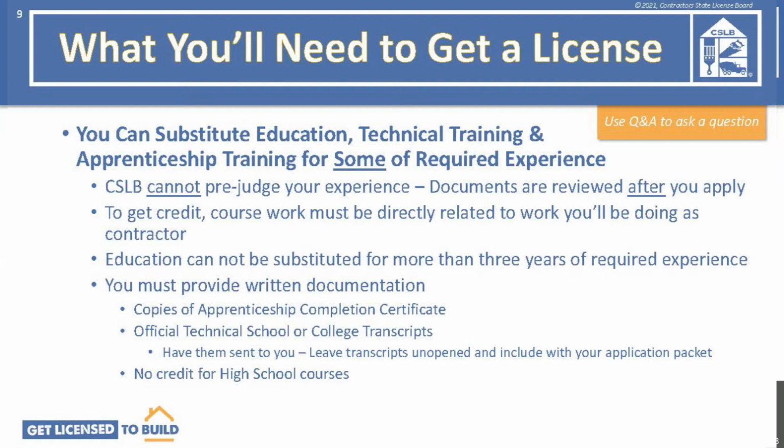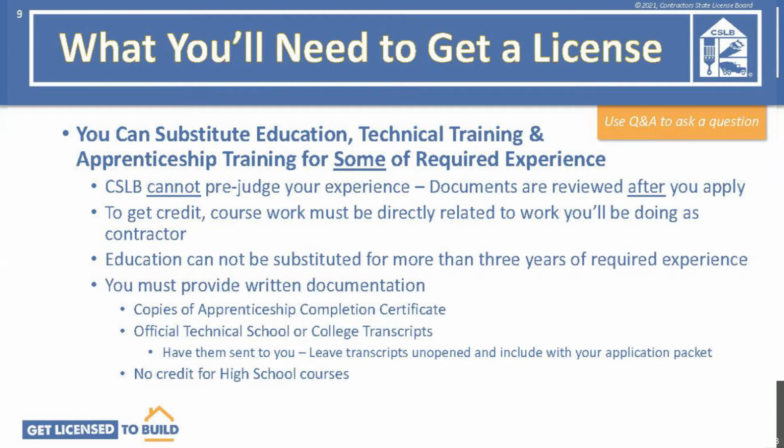Next, to get education credit, the coursework must be directly related to the work that you will be doing as a contractor. Your education cannot be submitted for more than 3 years or 36 months of the required experience, meaning you will need to have at least 1 year of practical experience if you get the full 36 months credit for your education. To apply for education credit, you must provide CSLB written documentation.